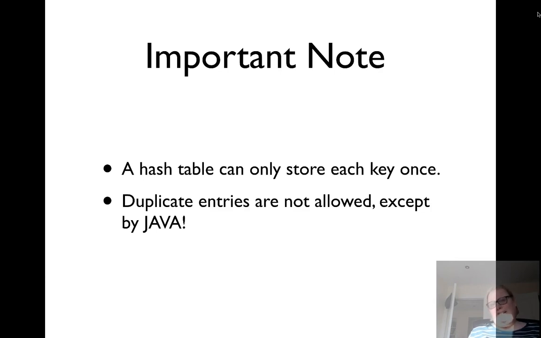So a really important note, especially as you guys are mainly working in Java, the theoretical data structure definition of a hash table is that you can only store each key once. And if you look in most libraries from most languages, so things like C++, PHP, that is true. That is the way that hash tables work. However, duplicate entries are actually allowed in Java. So it's worth noting that, and it's something you might want to consider when you're doing your programming.